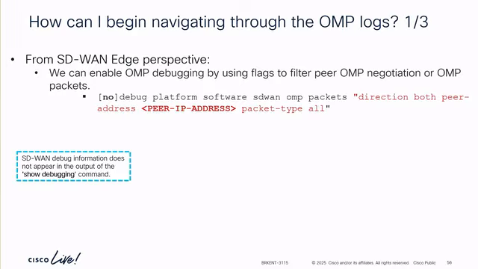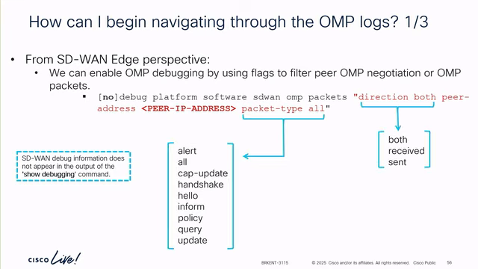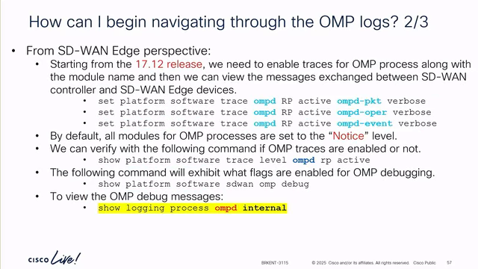Once you enable these debug platform software commands, these debugs will not be listed when you run show debug, because they run in the SD-WAN code of that WAN edge device. Show debugging only shows the debugs which we enable in the IOS portion of the code of the WAN edge device. I have already explained that you can set the direction, either both, received or send, or what type of packet you want to receive.